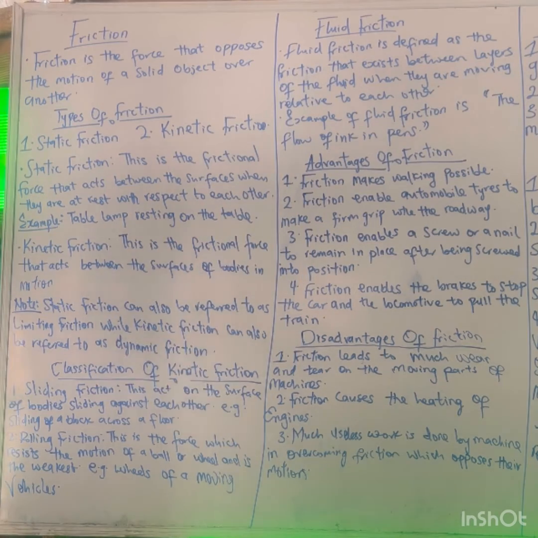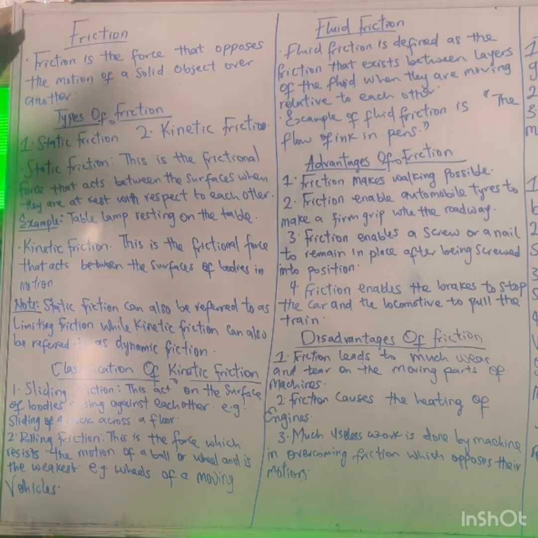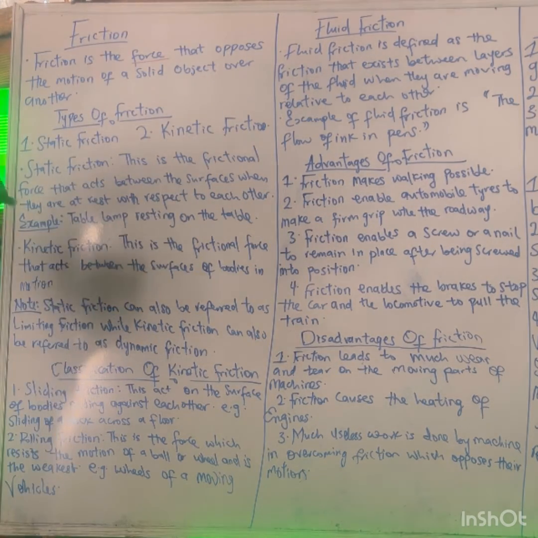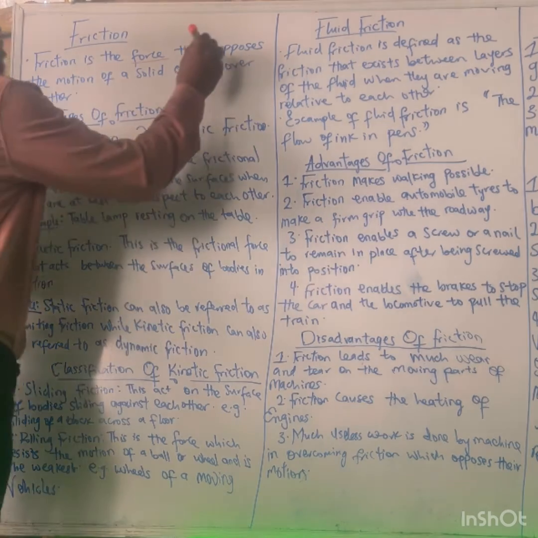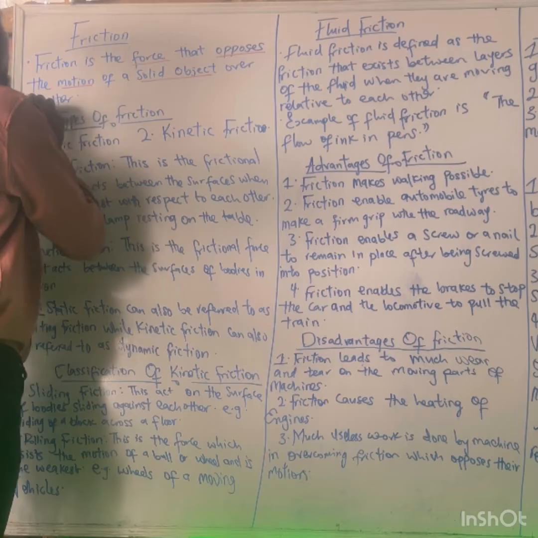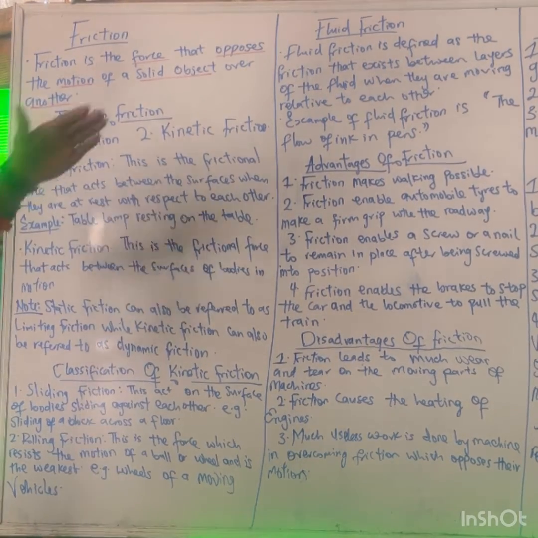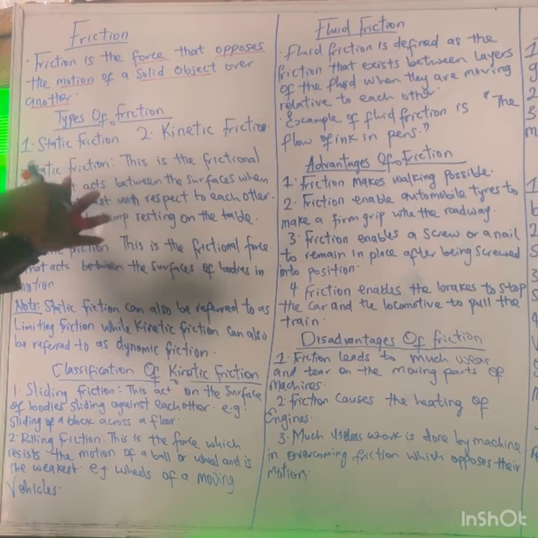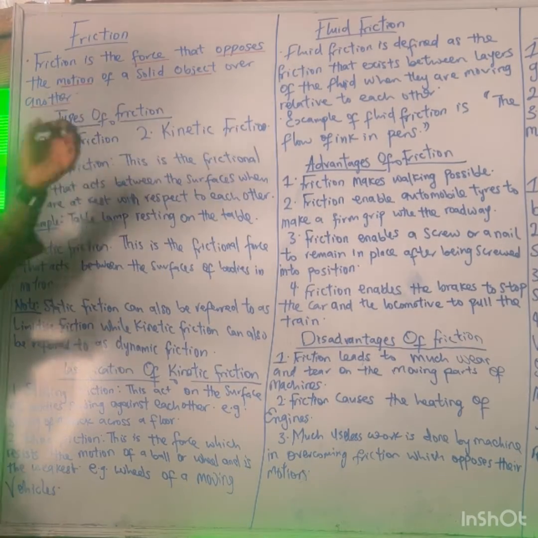In this particular video, we are going to be talking about friction. When you hear the word friction, friction is a force. And what type of force is friction? It is a force that opposes the motion of a solid object over another. So this simply means that friction opposes motion of a solid object over what? Another.